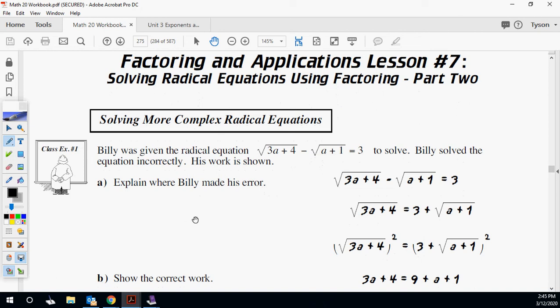You really need to stay true to the steps from Lesson 6, in which the first thing is to isolate the more difficult radical. Once you isolate it, square both sides. And when you square both sides, you may have to FOIL. If you have a radical still, you isolate the radical again. You repeat step 1.